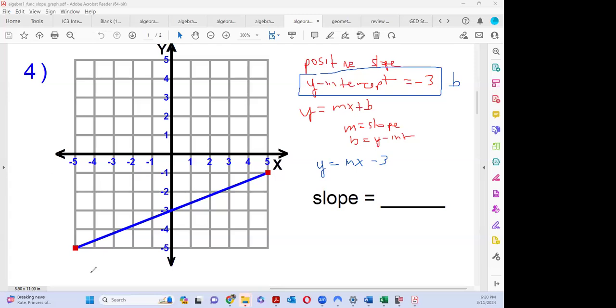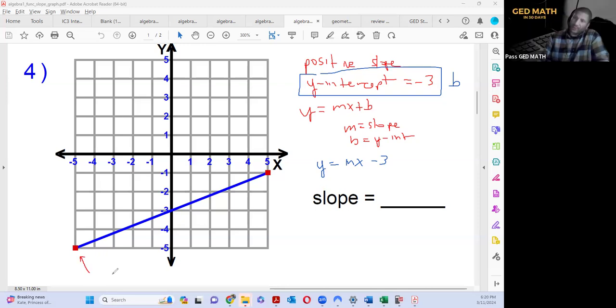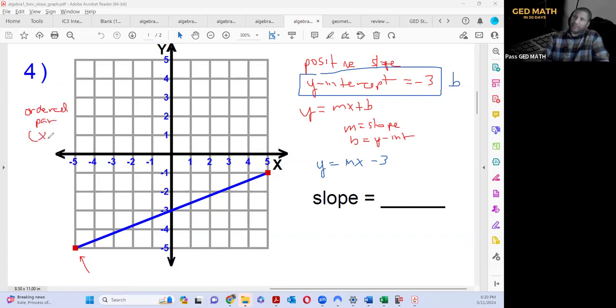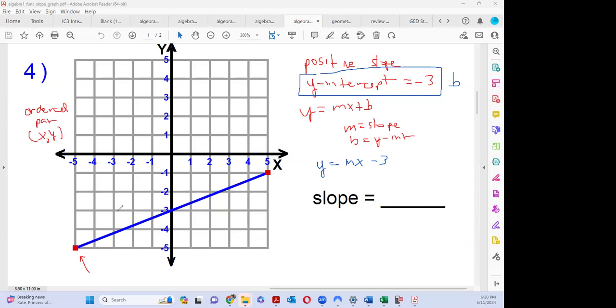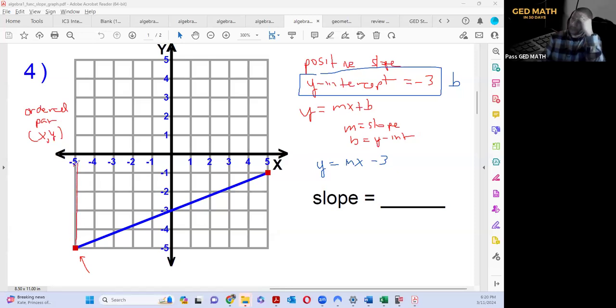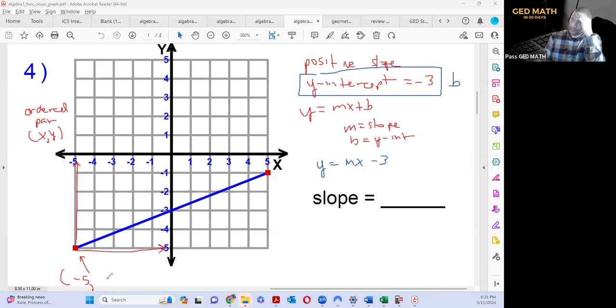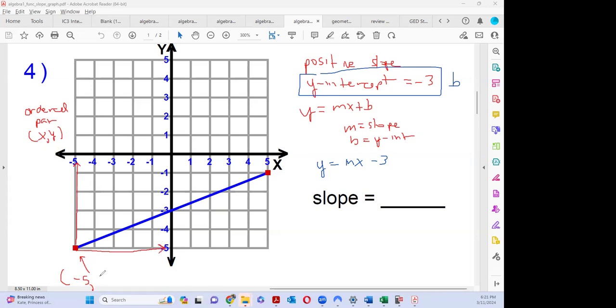Let me ask you a question. What would be the ordered pair for this point here? Remember, an ordered pair looks like this: x comma y. So looking at this point, what's our x? -5. What's our y? -5.